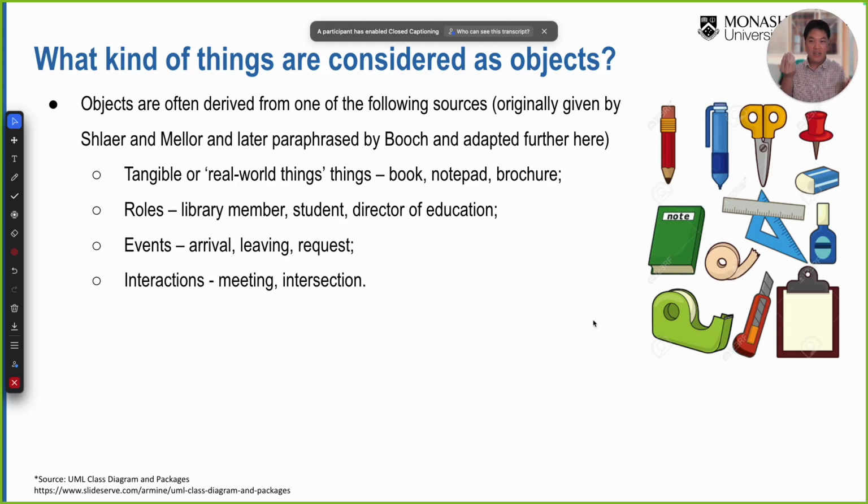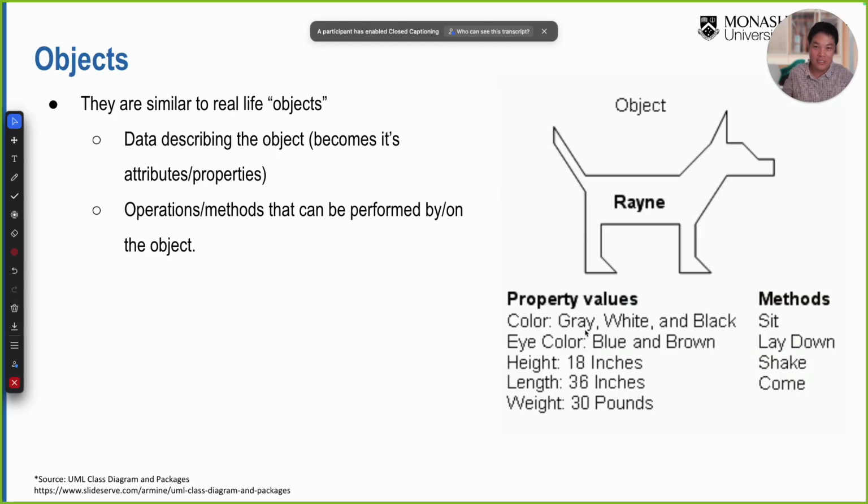What kind of things are considered as an object? Objects are derived from the following sources. For example, something that is tangible, real world things, the book, the notepad, the brochure. This is the real thing. Whenever it is the real thing, it's called an object. If I have a dog called Tom, that's the object, but the class, the abstraction, we call it a dog.